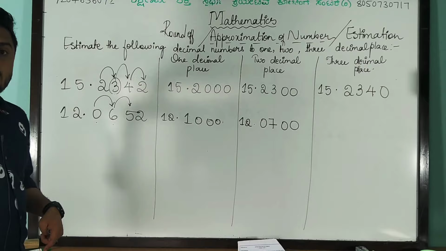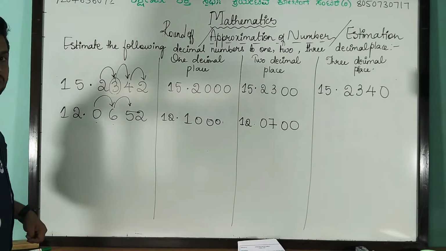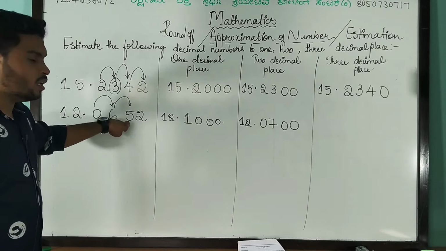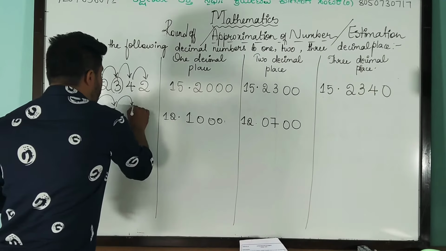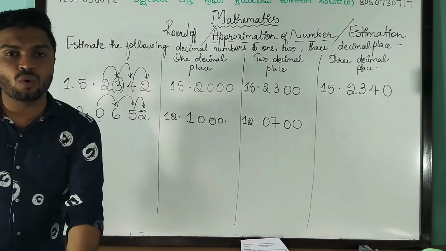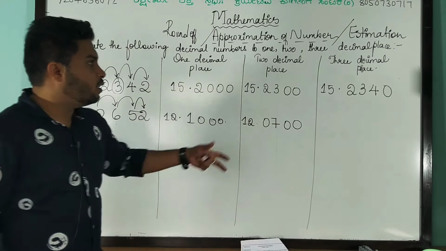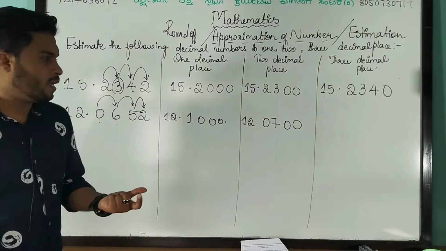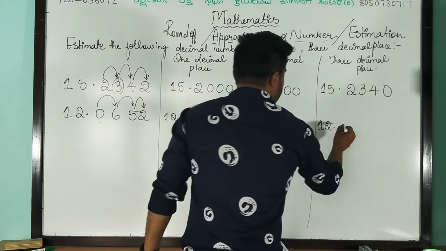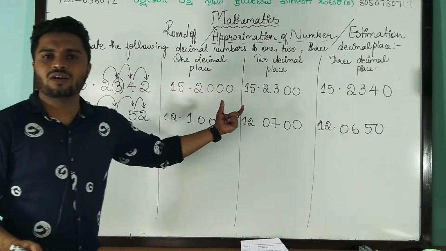Okay. Yes. Now 3 decimal place. Where is the 3 decimal place? 1, 2, 3. 3 decimal. You have 5. You are going to check the number as what? 2. Again, if it is 2, what? It would be as it is. The number in the third decimal place will be as it is. So it is like 12.0650. This is the process, students.